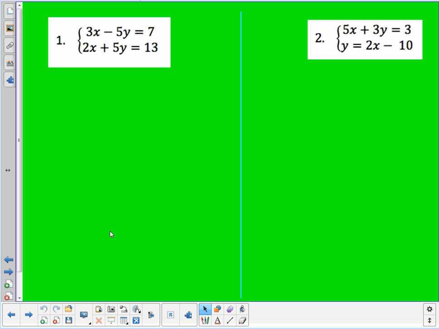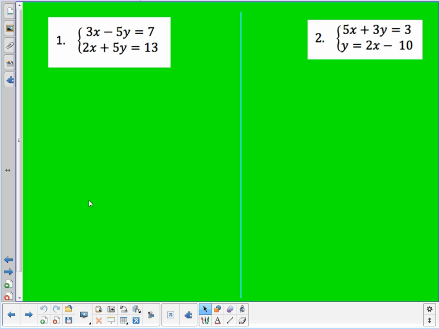So if I look at number 1, I have 3x minus 5y is equal to 7 and 2x plus 5y is equal to 13. Now the first thing I recognize is the fact that both of my equations are written in standard form. The x terms are lined up, the y terms are lined up, the equal signs are lined up, and the constants are lined up on the other side. So I naturally am going to choose elimination because they're already set up for that nicely.